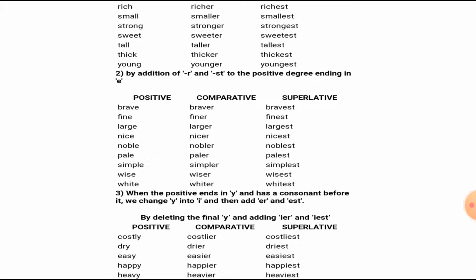When the positive ends in y and has a consonant before it, we change y into i and then add er and est, by deleting the final y and adding ier or iest. Costly, costlier, costliest. Dry, drier, driest. Easy, easier, easiest. Happy, happier, happiest. Heavy, heavier, heaviest.